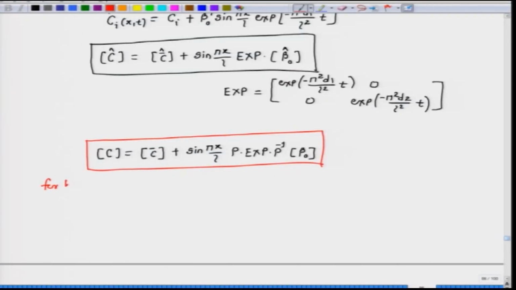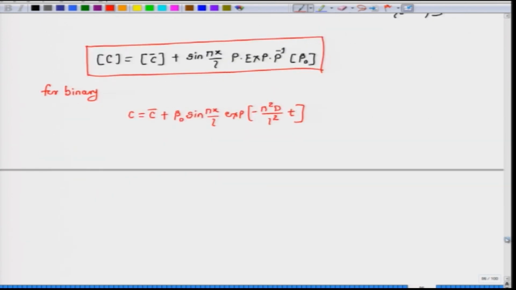So, for binary, this will reduce to, for binary we need just one concentration variable. So, we can denote it by C, C equal to C bar plus beta 0 sin(pi x by L), this P and P inverse both will be 1, times exponential of minus pi square d by L square t.